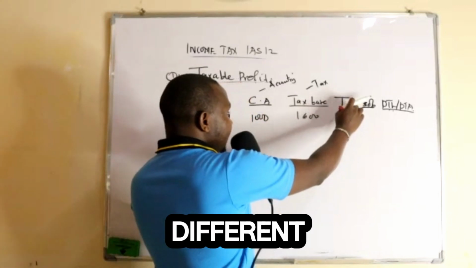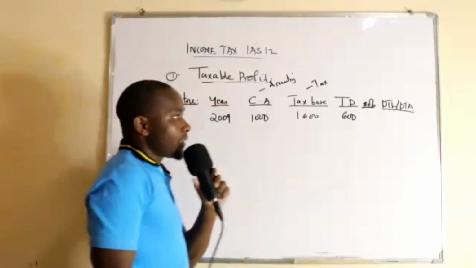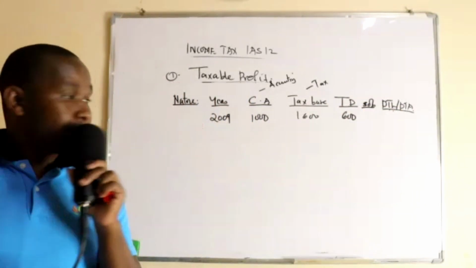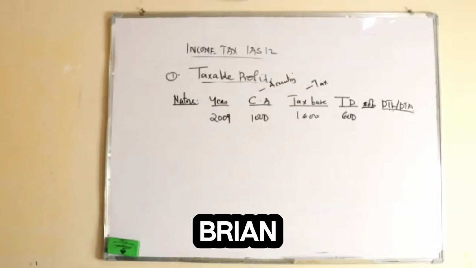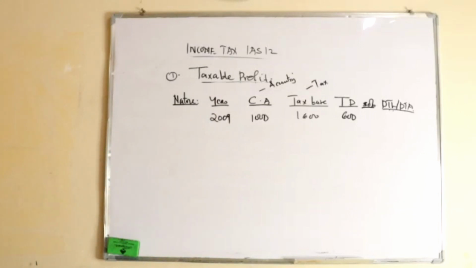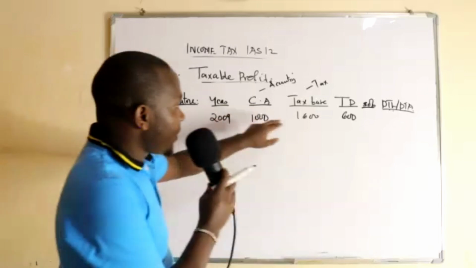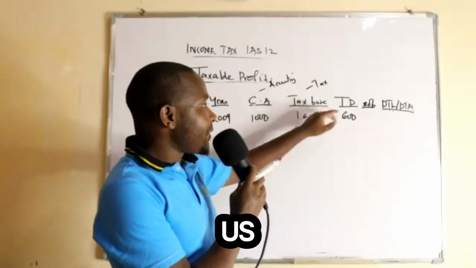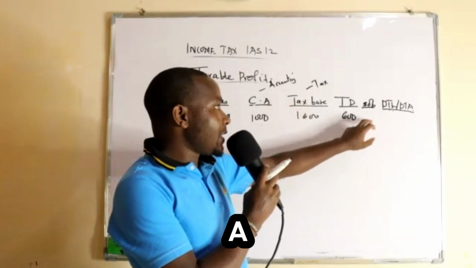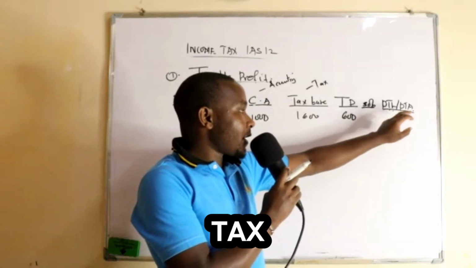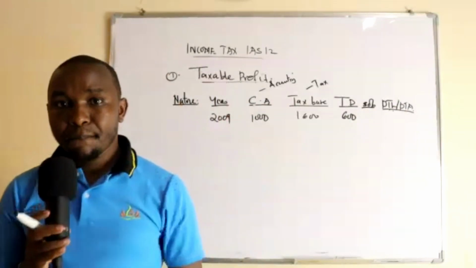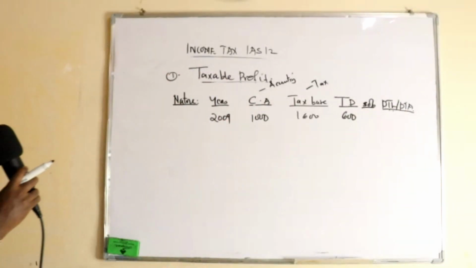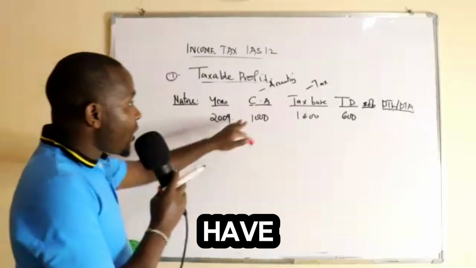Which is our temporary difference. Is it an asset or a liability? Brian, is it an asset or a liability? This difference between this 1,000 of the carrying amount and the tax base of 1,600, which is giving us a difference of 600. Is it a deferred tax liability or a deferred tax asset? A liability. It is a liability, since you have what?